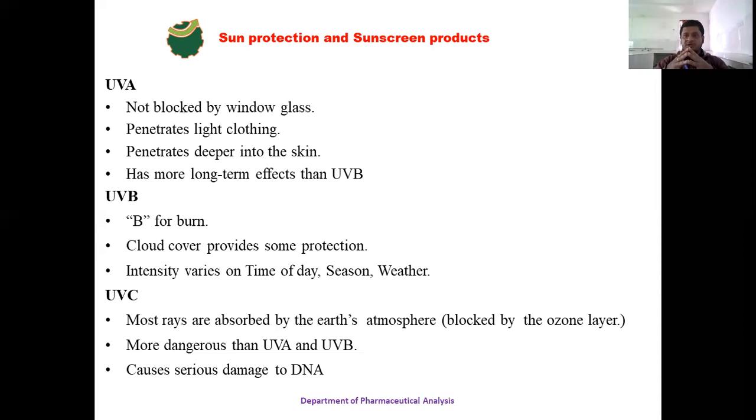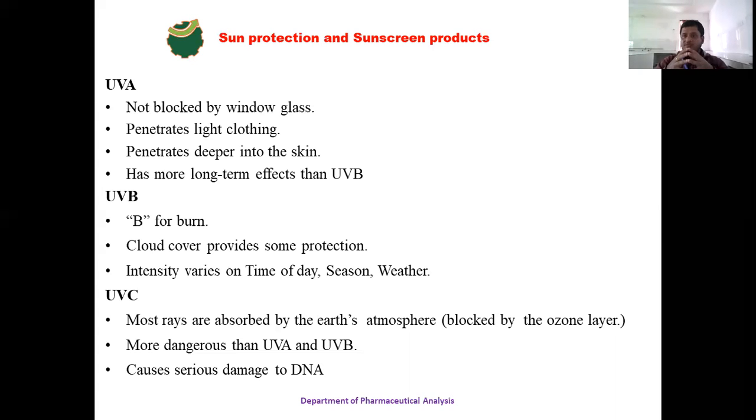So the intensity of UVB rays varies at different times, such as the time of the day. At midday there will be more intensity because of less cloud and because of the time, so there will be more intensity of UVB rays. Then the season: if you compare the rainy season and the summer season, the rainy season is more cloudy, so the cloud protects us from UV rays. But in the summer season there is less cloud, so we are not protected, and UVB rays can come in contact with our skin more compared to the rainy season.